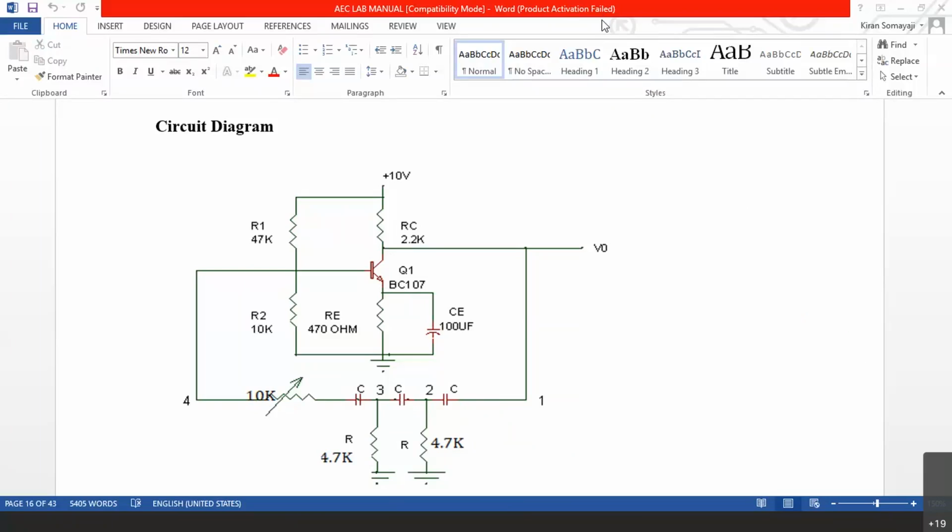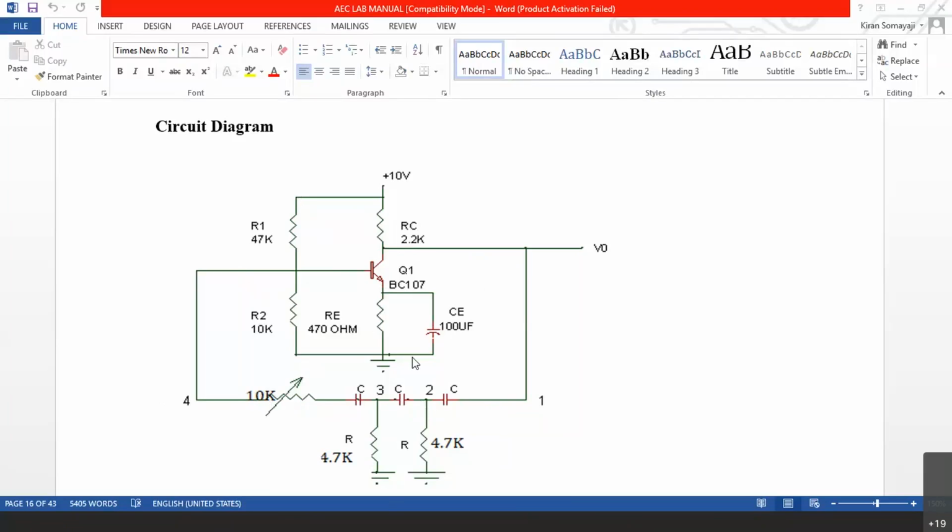So 1 by 2 pi fc, that is the frequency. I am asking what must be the voltage at the collector without connecting the potentiometer. You should not connect the potentiometer. When you do not connect the potentiometer, there is no feedback, isn't it? There is no feedback. This is only an amplifier.